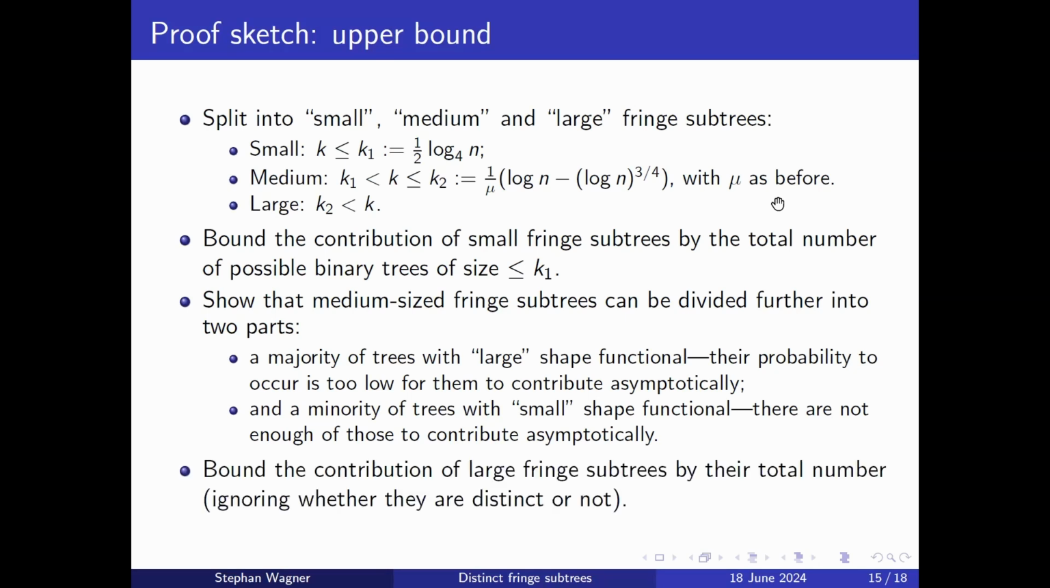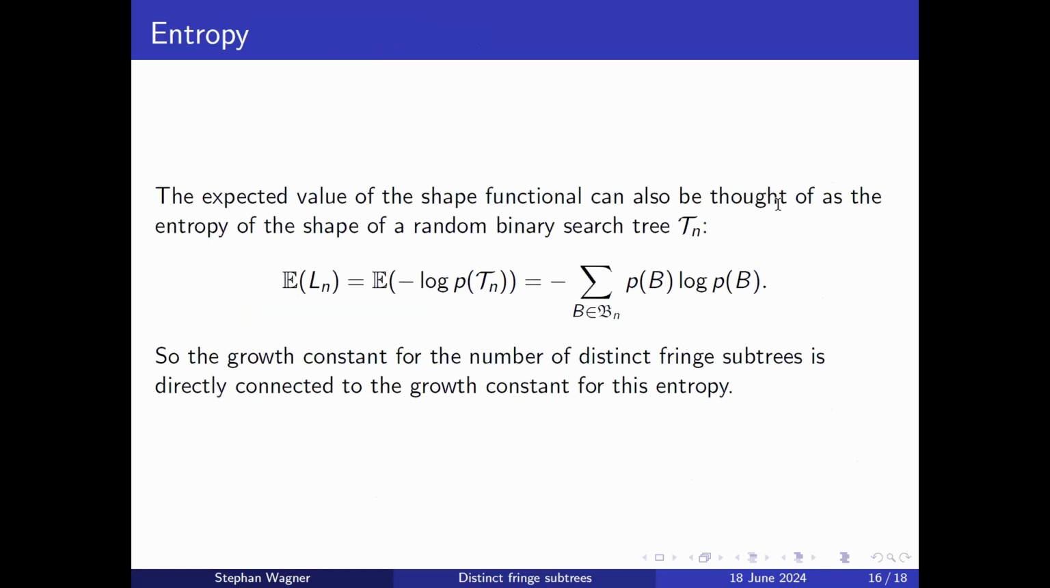And then the actual main contribution comes from the large fringe subtrees. And here you bound them again in a somewhat trivial way by just taking their total number and not caring at all whether they're distinct or not. Right, and that gives you the matching upper bound, leading to the final proof. I'll finish with a few remarks.